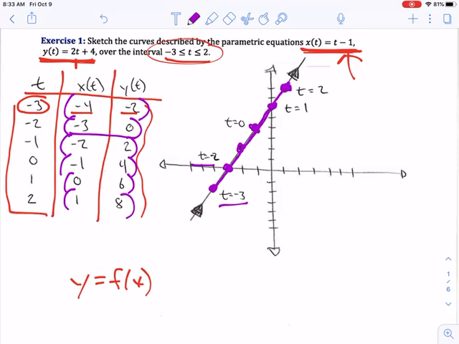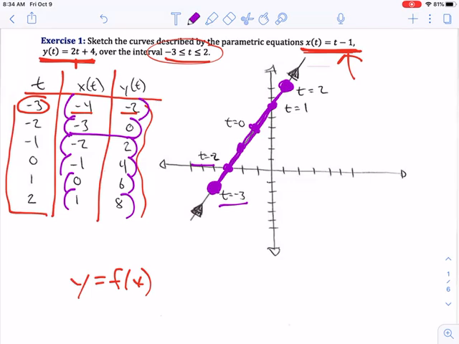Now, the little arrows that you see are not the arrows for the line saying that it goes on infinitely far. The actual line starts right there and ends right there. What the arrows mean are direction. So the one thing that is unique about a parametric curve is it has direction.